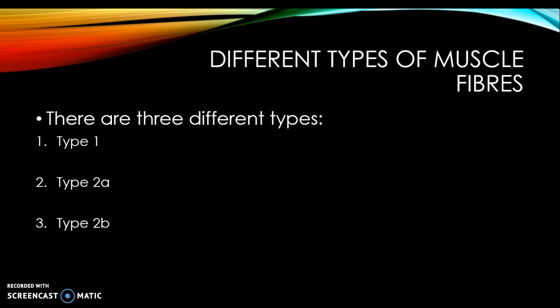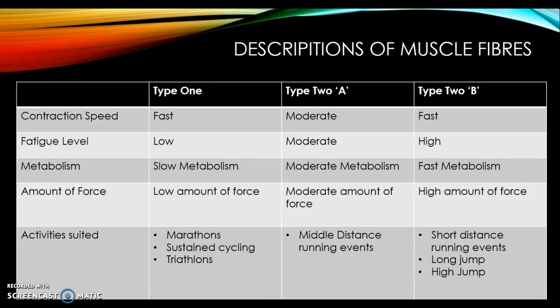Sporting examples for type 2A fibers could be middle distance events such as 1500 meters or 800 meters. This is because throughout the stages of the race, the athlete would be needing to use different systems. Here is what I just said broken down into a more simple table.